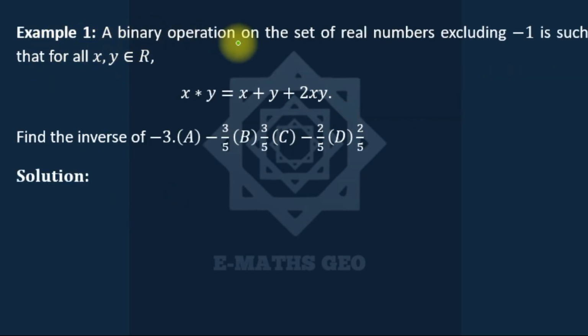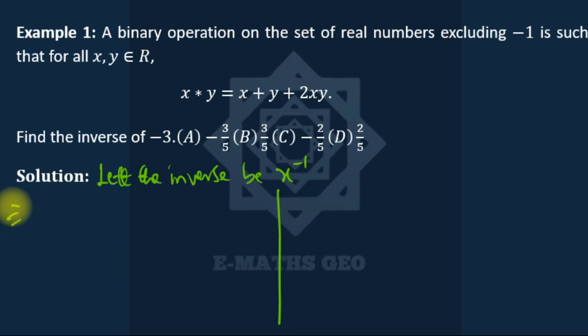They said a binary operation on the set of real numbers excluding minus 1 is such that for all x and y, elements of the real numbers. So they are all real numbers. Then it asks us to find the inverse of minus 3. So the number we are going to use here is minus 3. Let the inverse be x raised to the power minus 1. Therefore, x raised to the power minus 1 operates with minus 3, because that's the way to get the inverse, it must give us e.